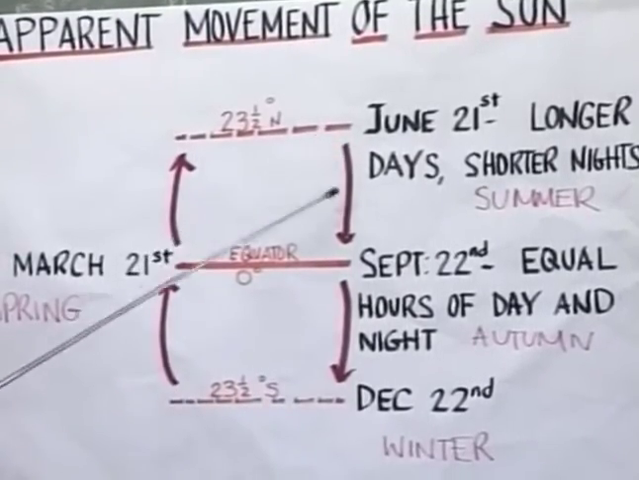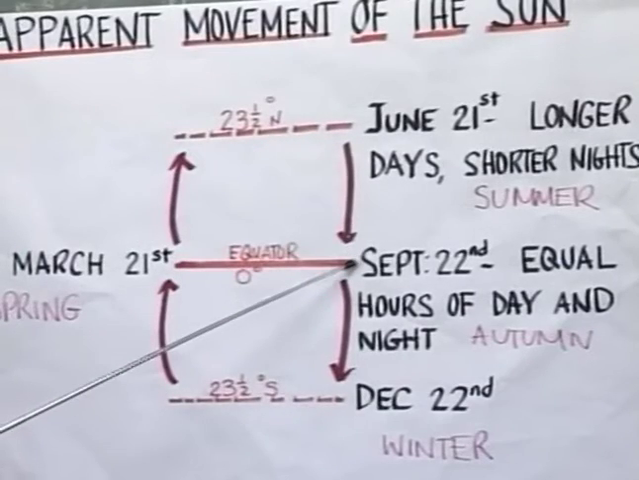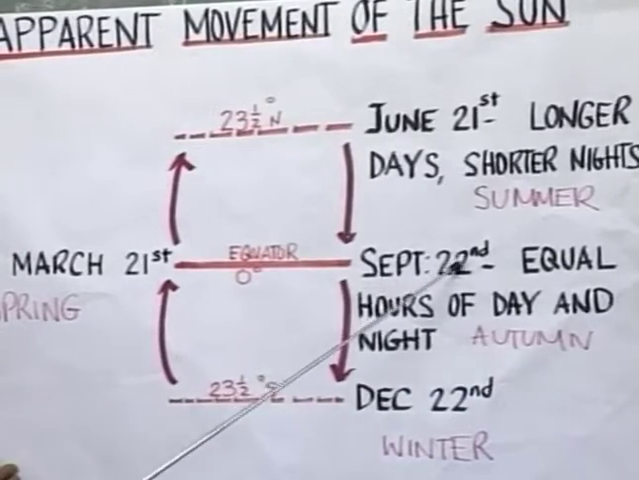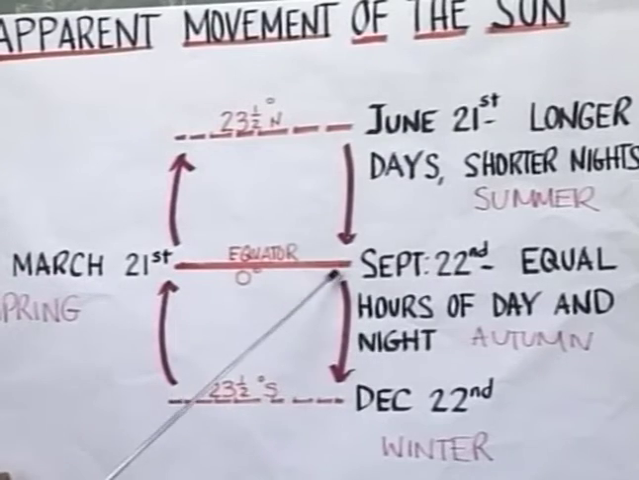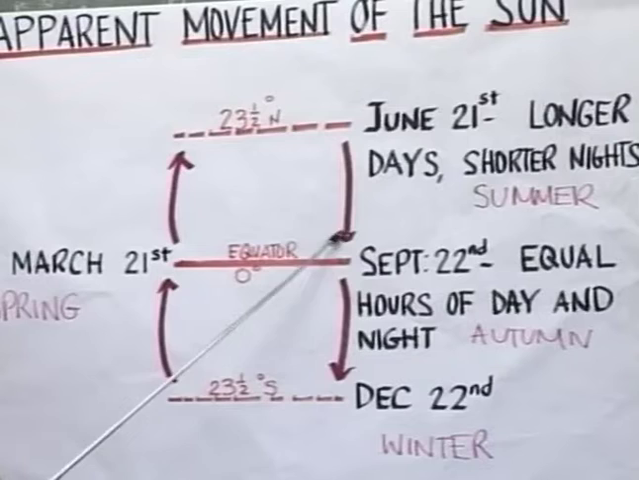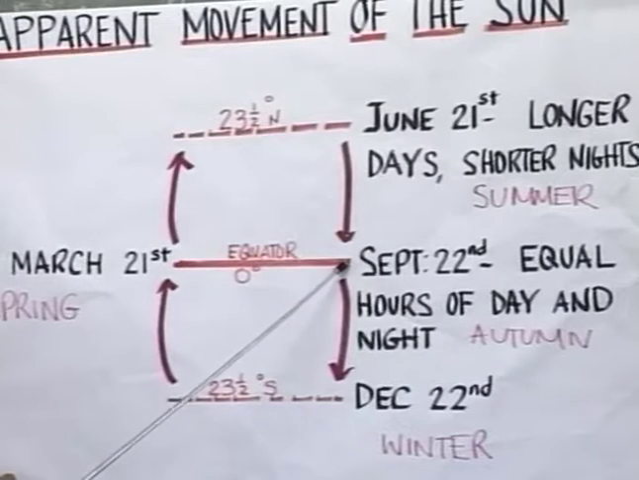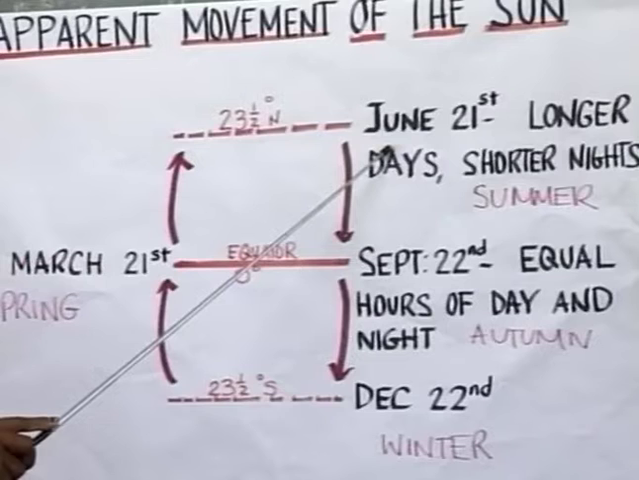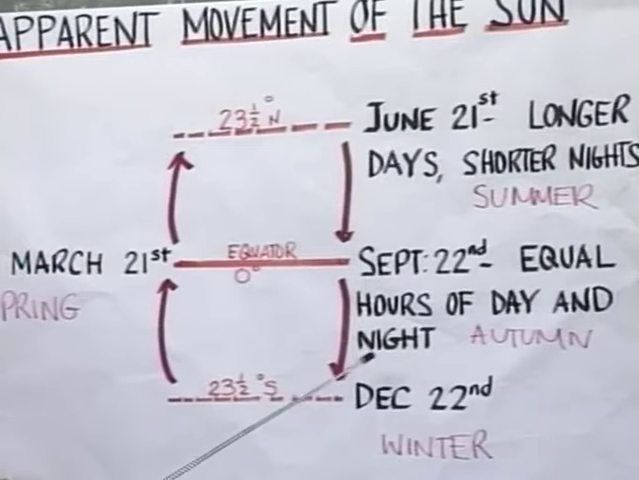It will take 3 months for the sun to be directly above the equator. It is now September the 22nd. The sun is directly above the equator. When the sun is directly above the equator, this is the time when there is 12 hours of day and 12 hours of night in both the northern and the southern hemisphere.